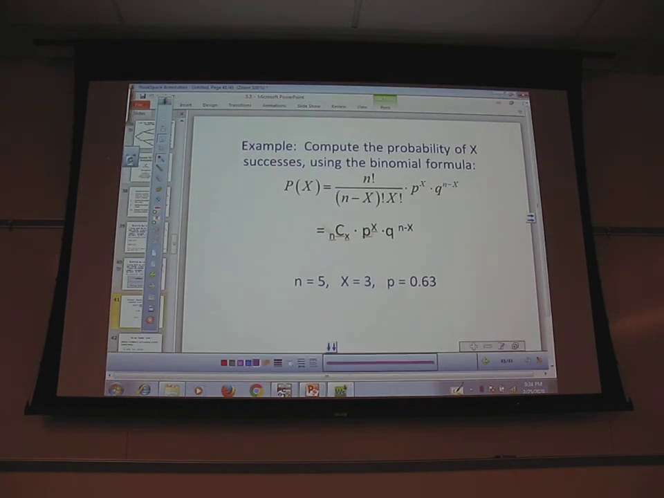All right, so here's an example. My n is 5, my x is 3, my p is 0.63. So then what's my n minus x? What's that, guys?